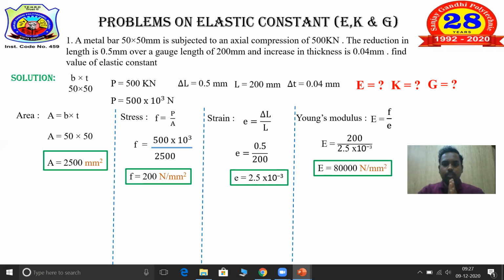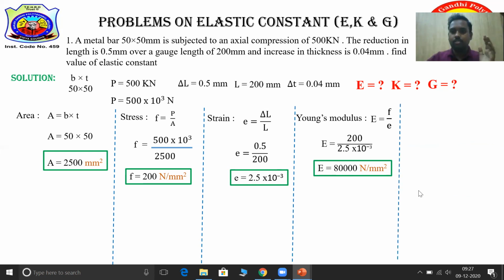It's very simple. First you need to understand whether this kind of problem is on elastic constants or not. First you check for the Poisson's ratio. If it is given, then it's a problem on elastic constants. If they have given change in length, change in thickness, change in breadth, or change in diameter, then such questions are on elastic constants. Right now they have given change in thickness, delta T, so definitely it will be a problem on elastic constants. Once I get Young's modulus, then I'll go for lateral strain.